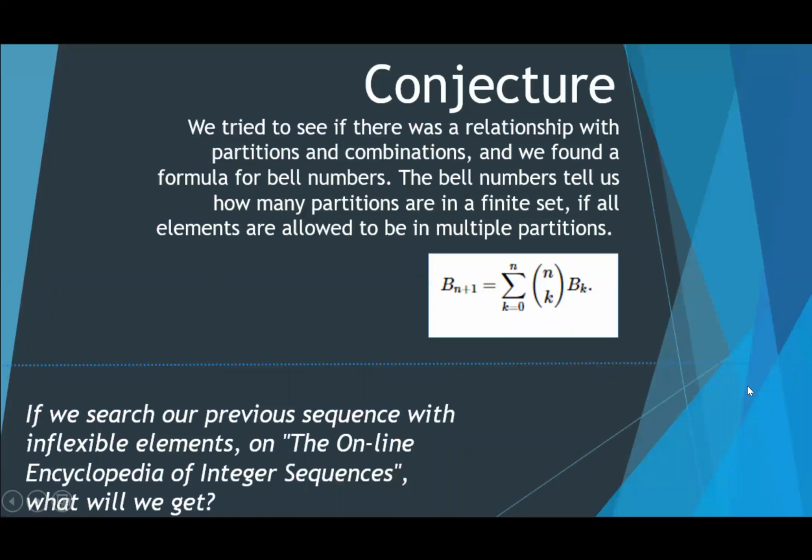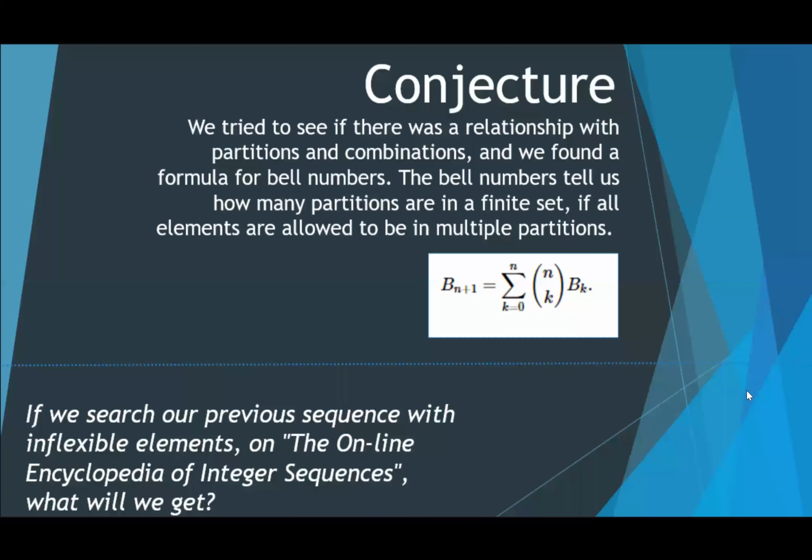So for our conjecture, we tried to see if there was a relationship between partitions and combinations. And we found a formula for Bell numbers. The Bell numbers tell us how many partitions are in a finite set if all elements are allowed to be in multiple partitions. If we search our previous sequence with flexible elements on the Online Encyclopedia of Integer Sequences, what will we get?